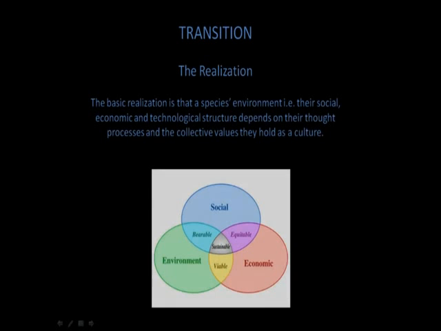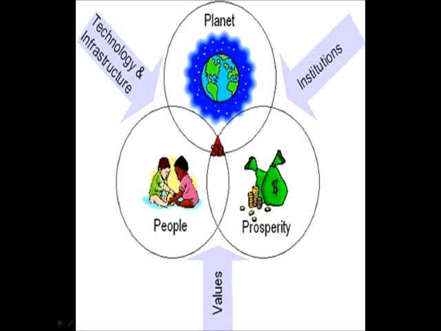So this brings us to part 4, the transition. The basic realization is that a species' environment, that is, their social, economic, and technological structure, depends on their thought processes and the collective values they hold as a culture. If the thought processes of the species don't change, even the environment doesn't. Because you have to think first in order to do anything. And the thought processes are very much closely tied to the value system we uphold.